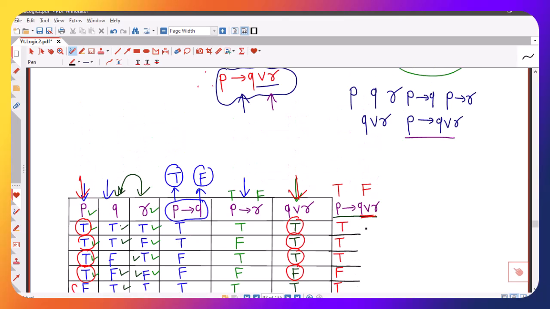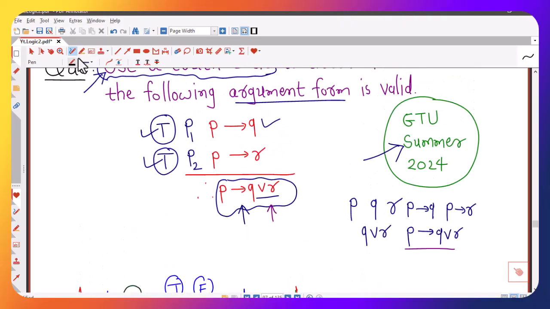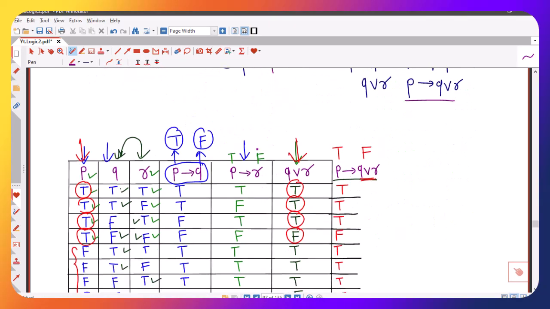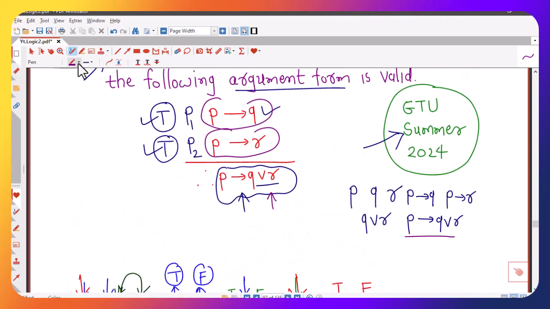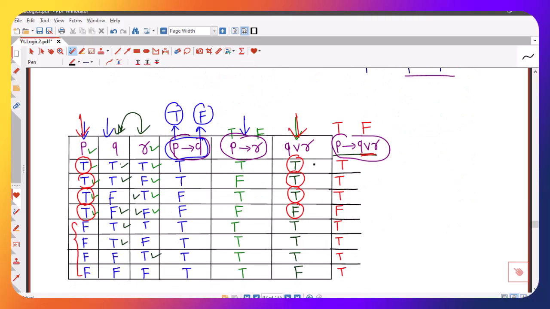So what we have obtained is the columns corresponding to P implies Q, P implies R, that is the premises. This is P implies Q, P implies R, and the conclusion is P implies Q or R. So these two are premises, P1 and P2, and this is the conclusion.